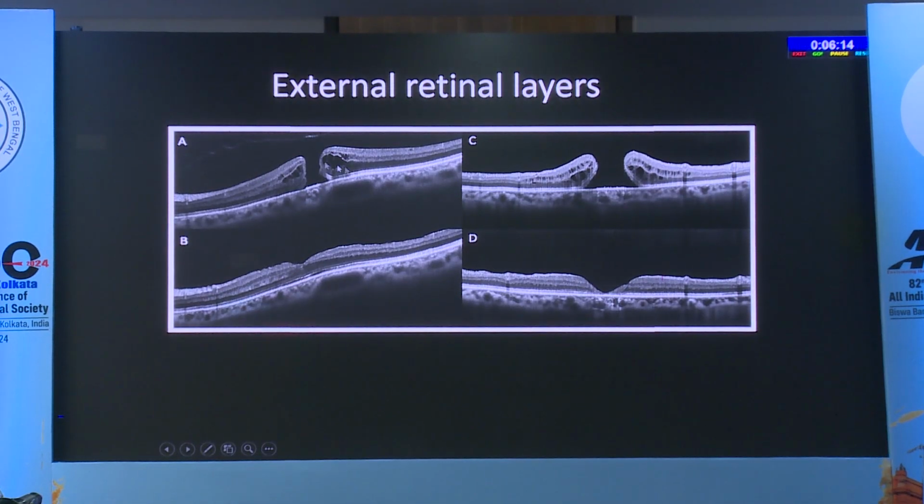Please look at this photograph. The external retinal layers are very, very critical from the prognostic point of view. Like this one, it has a very good closure with the retention of all the external retinal layers.